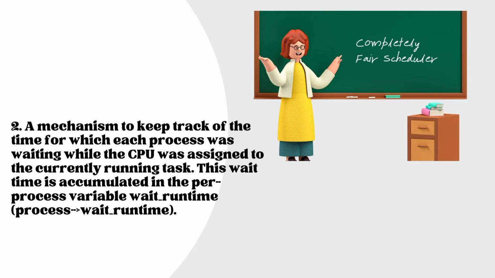A mechanism to keep track of the time for which each process was waiting while the CPU was assigned to the currently running task. This wait time is accumulated in the per process variable wait runtime, process to wait runtime.